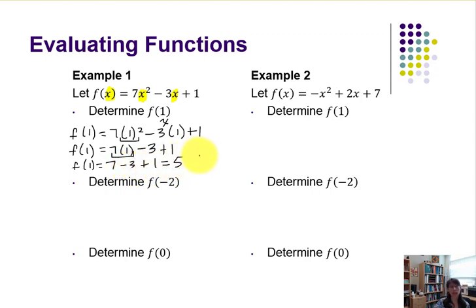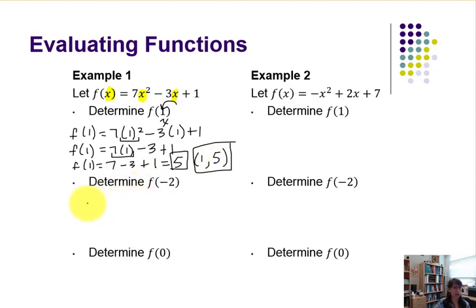We can represent this answer now as an ordered pair. The input value was positive 1, so that would be our x value, or independent variable. The output was our answer of 5, so that's the y value. I can represent my answer as the ordered pair (1, 5).